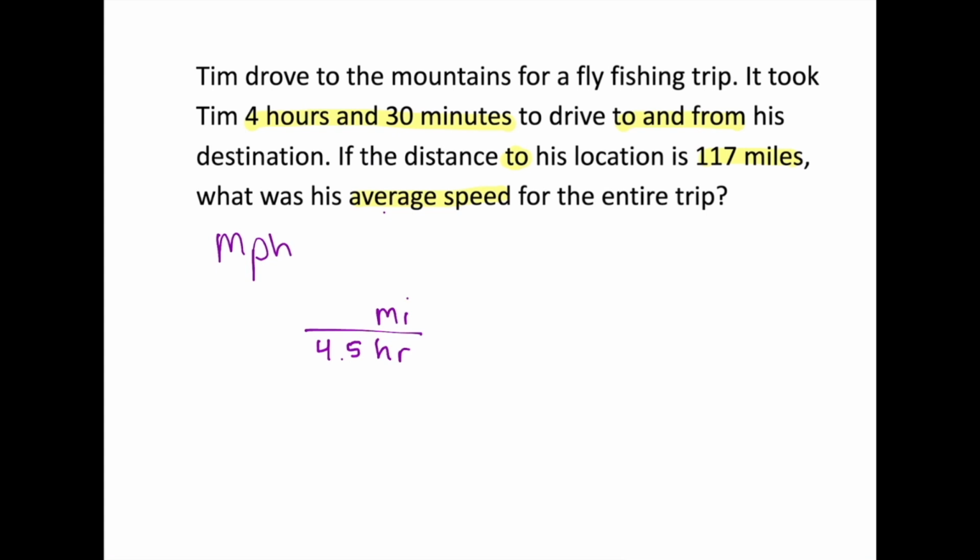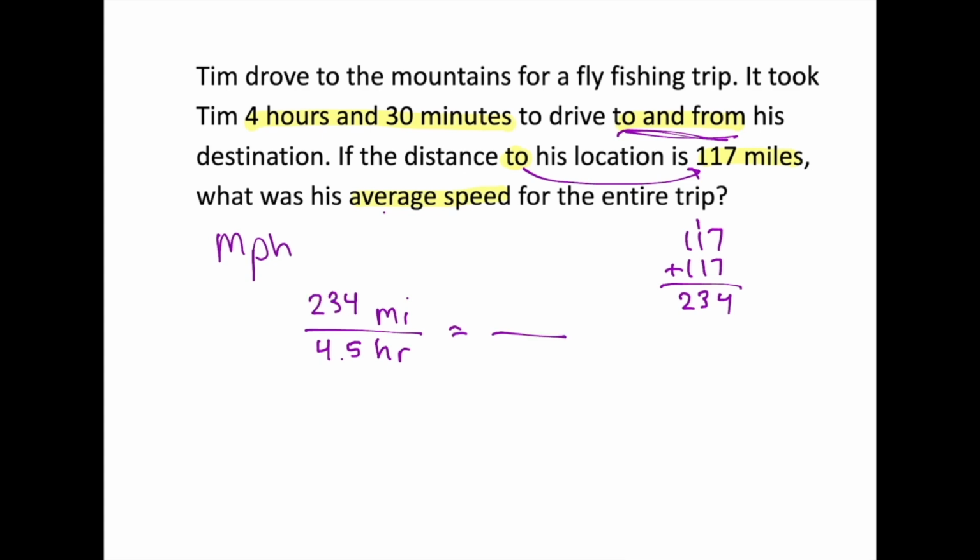Next, we need to put in the miles. They gave us what is to his destination, but we're wanting to and from. What that means is that he went 117 miles to, and then another 117 miles from. So we need to add 117 for the to and 117 for the from. Tim went a total of 234 miles.